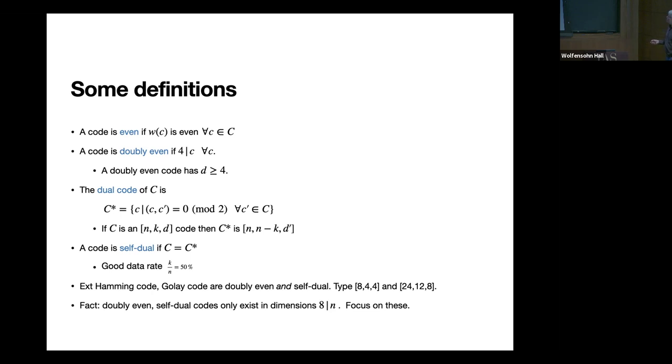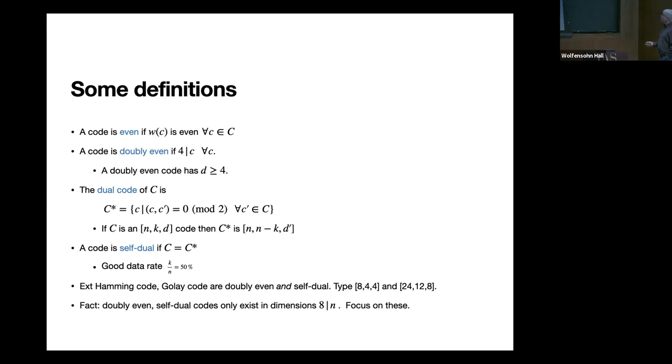I'll come back to what I was going to say. All right, so in particular, in an even code, the code is automatically a subset of its dual. All right, because every (c, c) for every element of the code is going to be zero mod two.